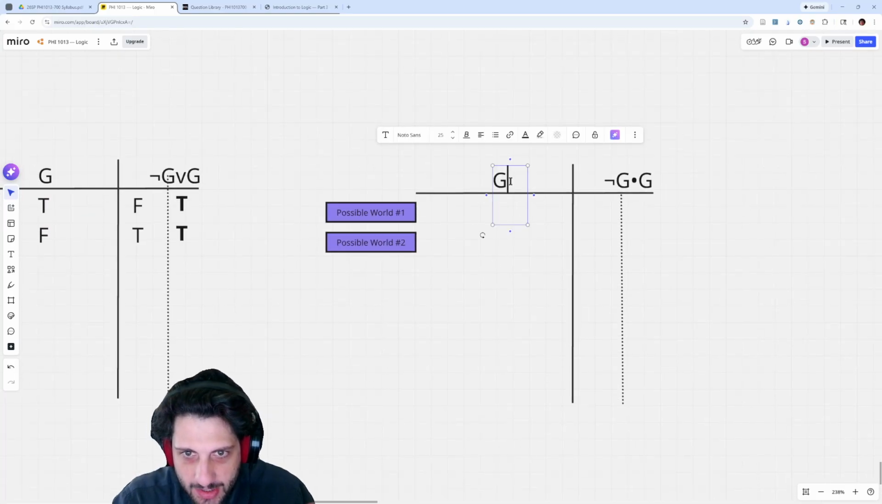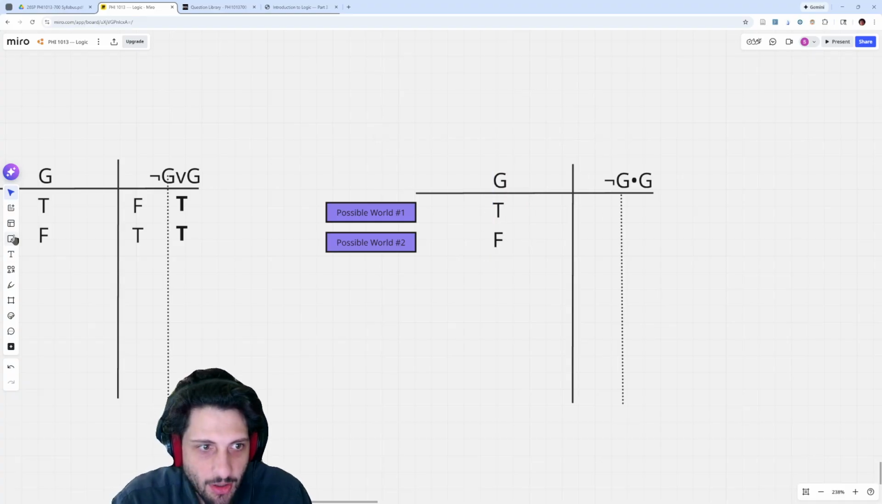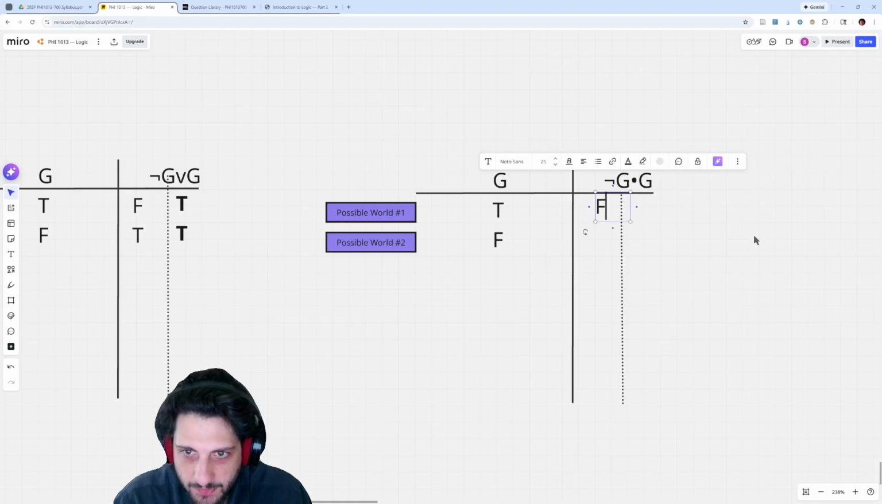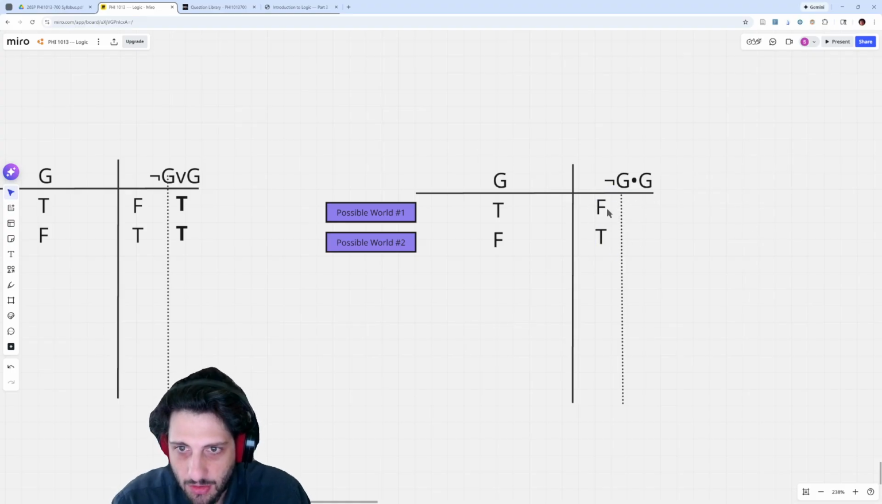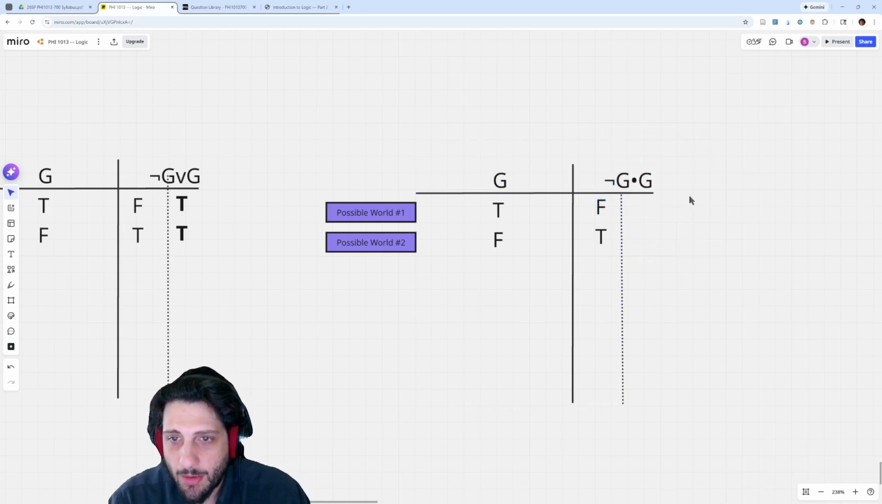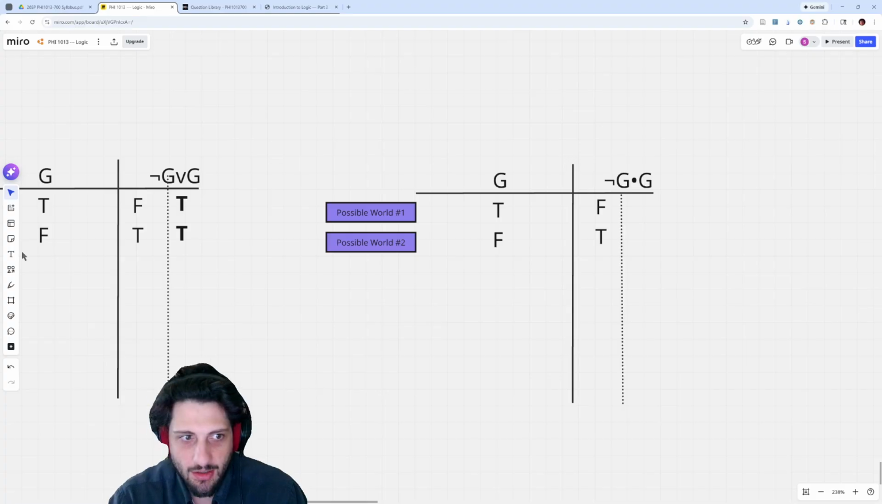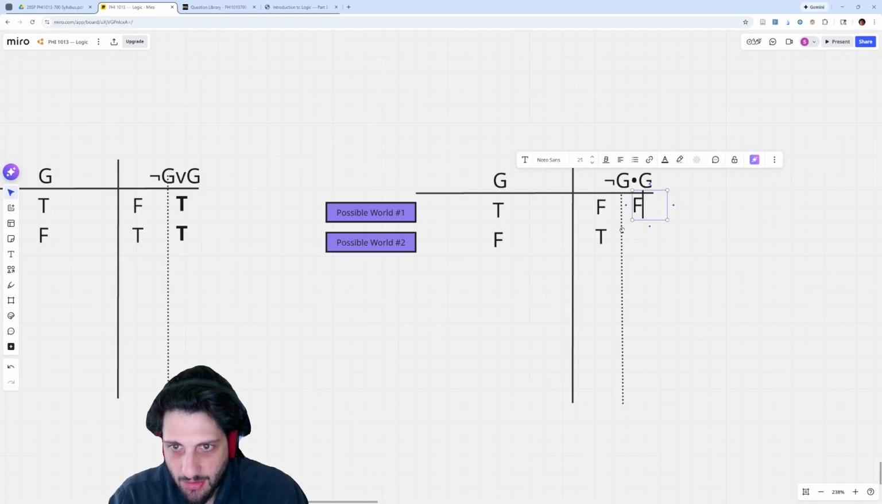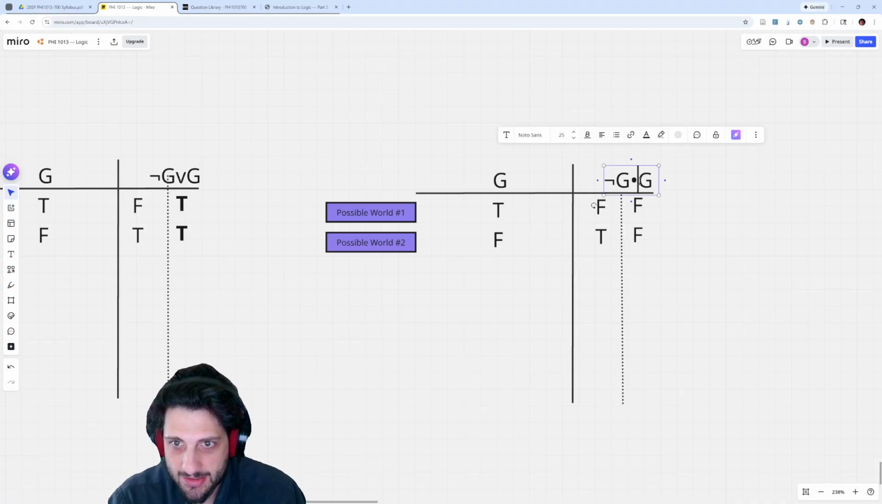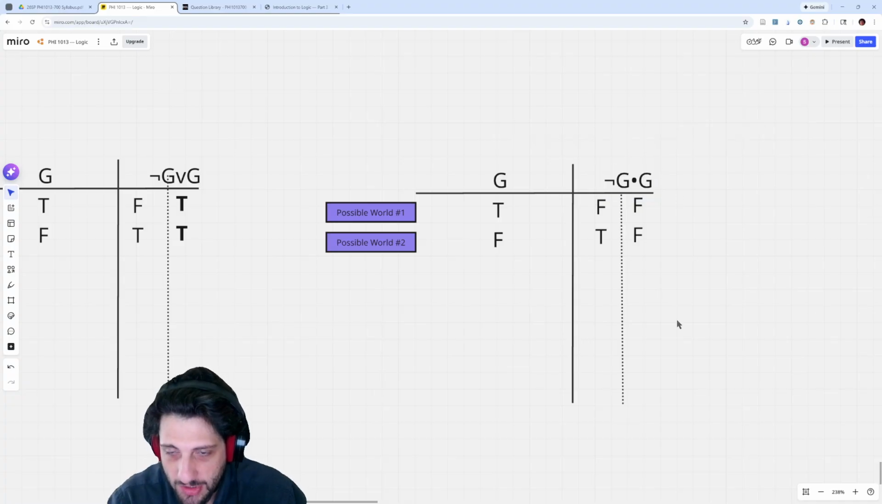Compare this with what's going on over here. Same sort of thing. I have a true and a false G. In the first world, not G is false and G is true, and in the second world, not G is true. So when I want to say, all right, what about the statement not G and G? Well, I need G to be true and not G to be true. I would need true on both sides here. But in the first world, I have one true and one false. In the second world, I have one false and one true. And because this is an and, in order for a conjunction to be true, you need both statements to be true.